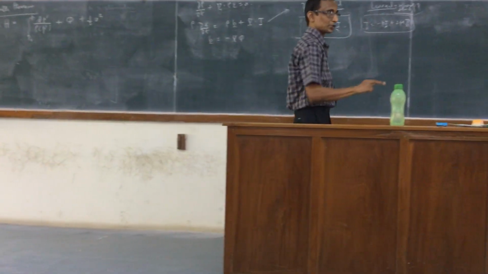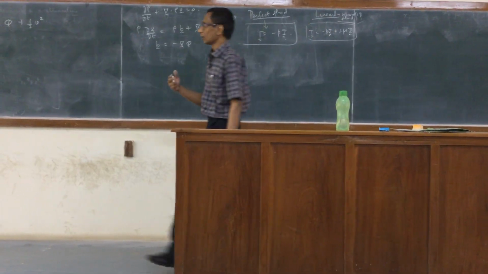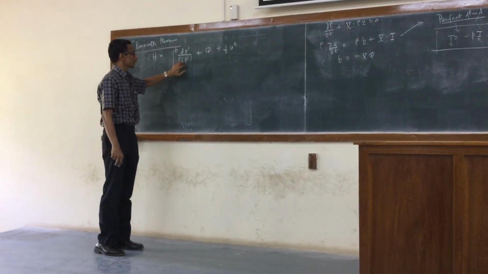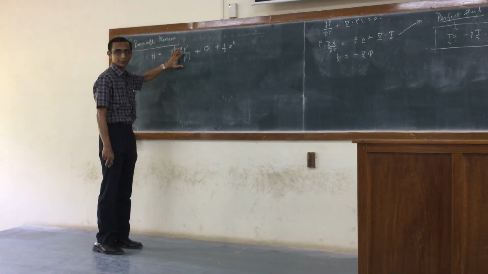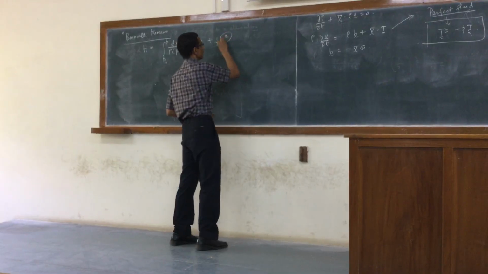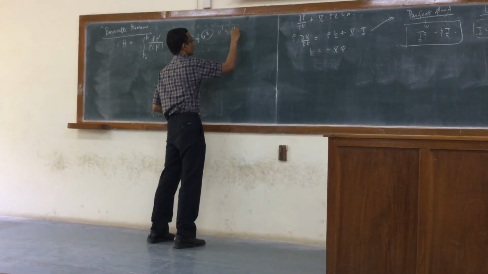So we can now establish all the terms in the quantity H. This is the integral of dP by rho, with rho expressed as a function of P. I will explain it. I have to explain it. This is the phi. This is simply half V squared. V squared is nothing but V dot V.